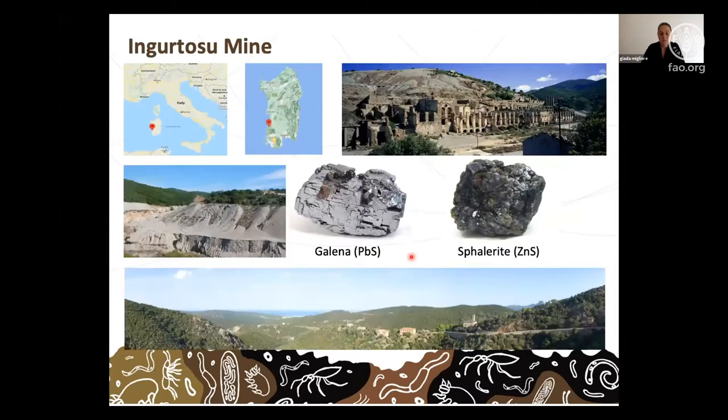Ingurtoso mine site was one of the largest and most productive mines of sphalerite and galena in Sardinia. The plants closed in 1969. Today, Ingurtoso is a part of a geological and mining park, and in 1997, it became one of the UNESCO networks of geoparks. The mine is inserted in a highly natural environmental and landscape context.